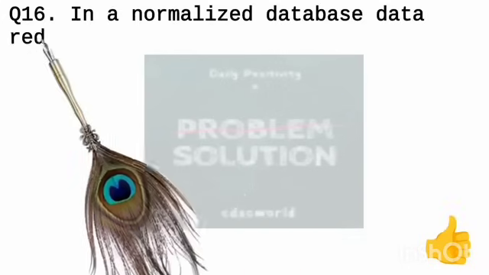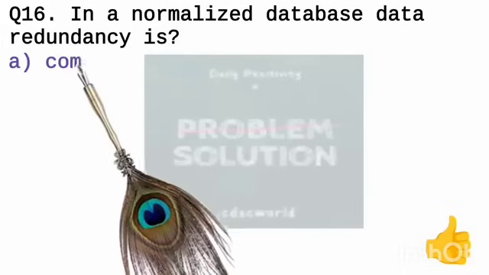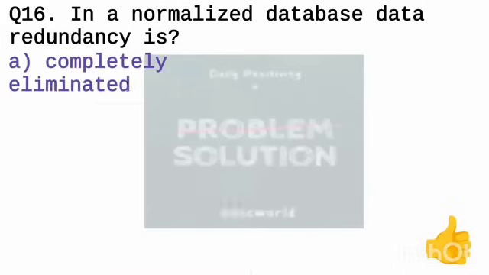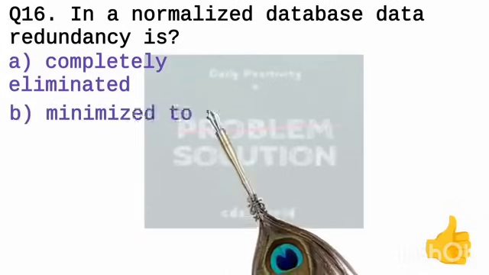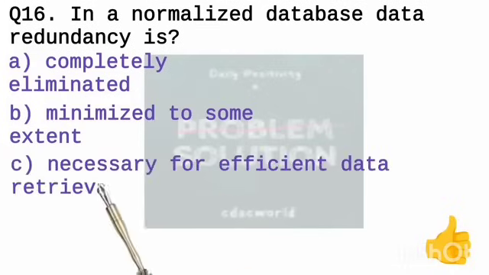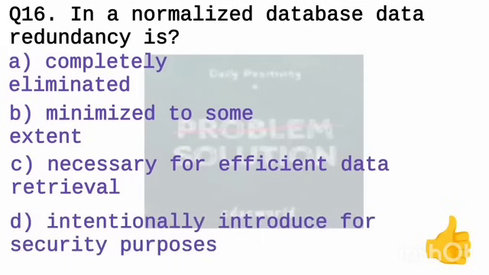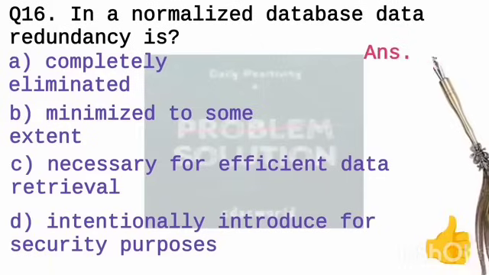Query number 16. In a normalized database, data redundancy is. Option A. Completely eliminated. Option B. Minimized to some extent. Option C, necessary for efficient data retrieval. Option D, intentionally introduced for security purposes. And the answer is A, completely eliminated.